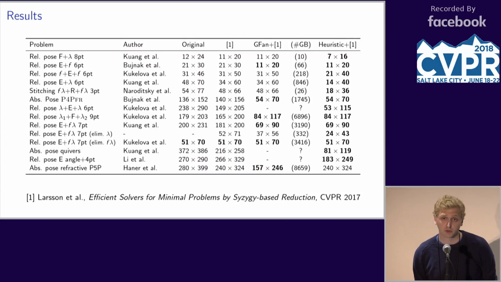So here we show some results on a bunch of different minimal problems, mostly relative pose problems, where we have done exhaustive search over Gröbner bases as well as this random sampling approach. And we can see that for most problems, the random sampling approach gave smaller solvers compared to the best Gröbner basis-based solvers.